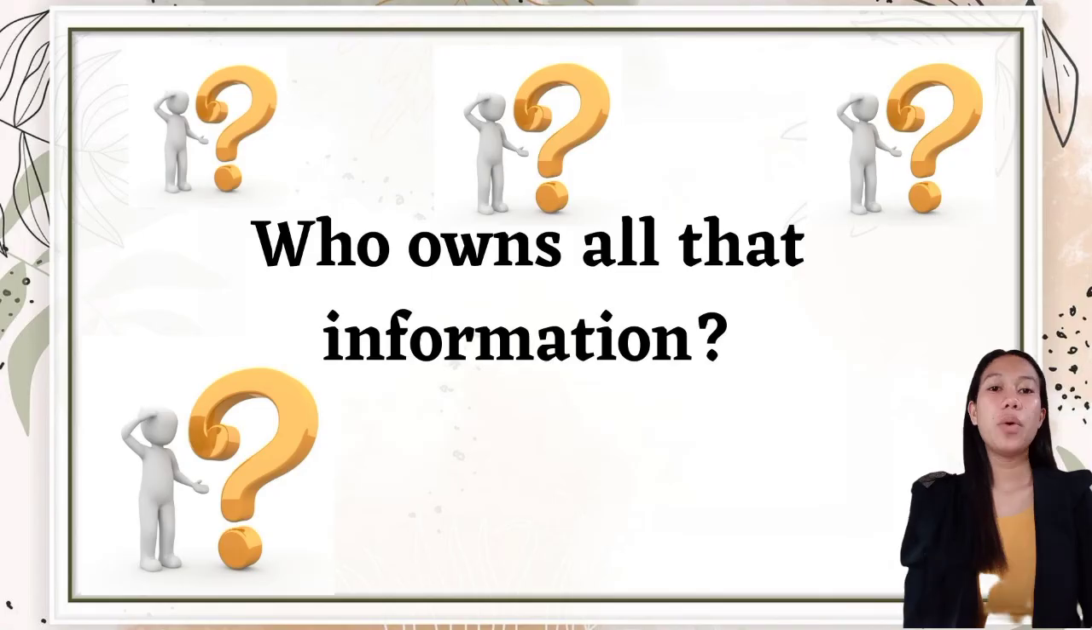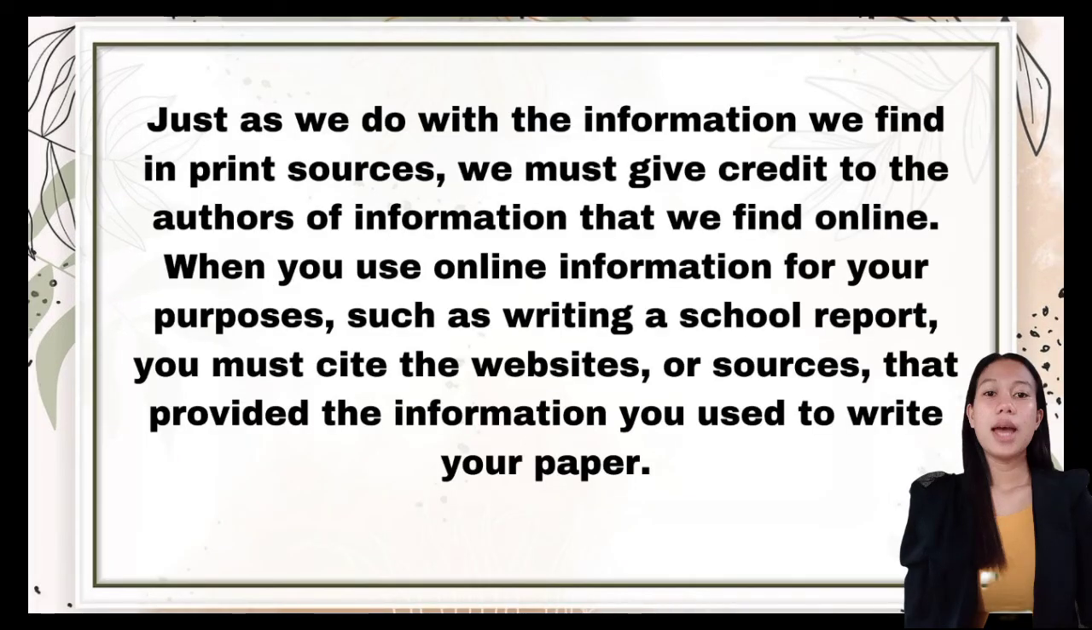Recognition of information sources. Who owns all that information? Just as we do with the information we find in print sources, we must give credit to the author of information that we find online. When you use online information for your purposes, such as writing a school report, you must cite the website or sources that provided the information you used to write your paper. The reason we must cite sources is that they are copyrighted, which means that the ideas and the words used to convey them belong to the author.